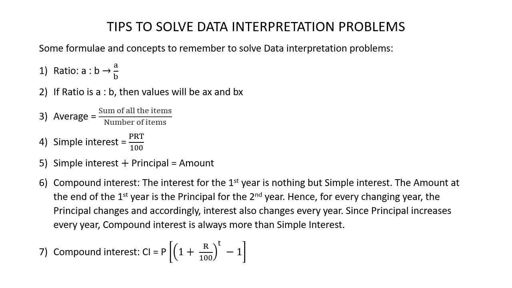Let's learn a few formulae on simple interest. Simple interest is equal to principal multiplied by rate of interest multiplied by time divided by 100. Now simple interest plus principal is the total amount. Let's move on to compound interest.